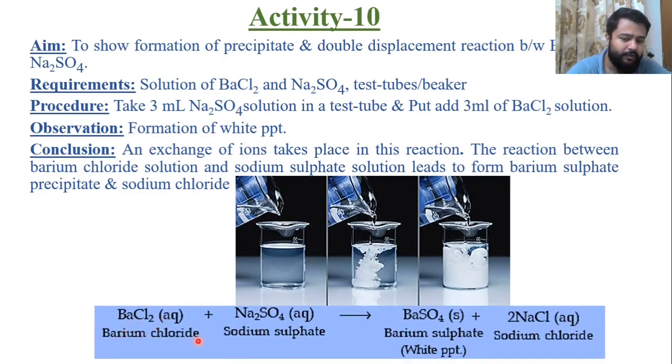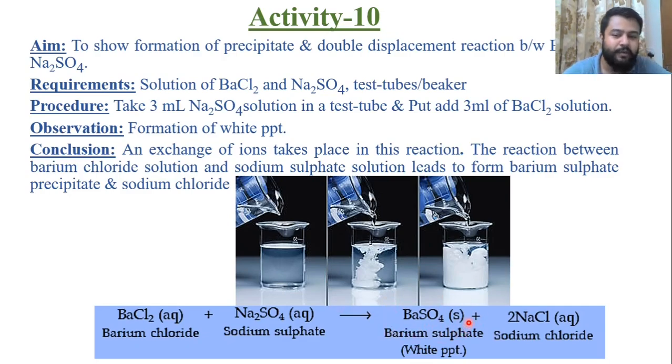BaCl2, that is barium chloride, reacts with sodium sulfate. This barium will displace sodium and will form barium sulfate, and sodium and chlorine attach together and form NaCl. And this white precipitate is because of BaSO4. The same reaction we understood when yellow color precipitate is formed when lead acetate or lead nitrate is mixed with potassium iodide, that is PbI2. Here the white color is because of BaSO4.